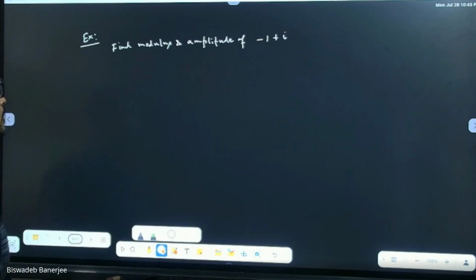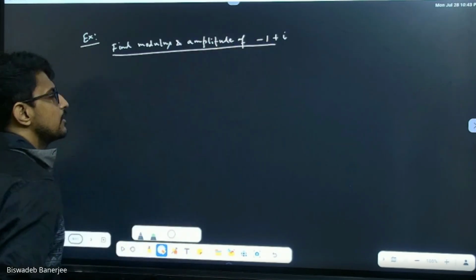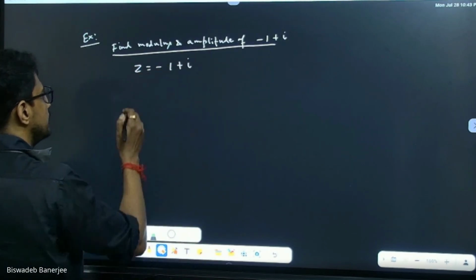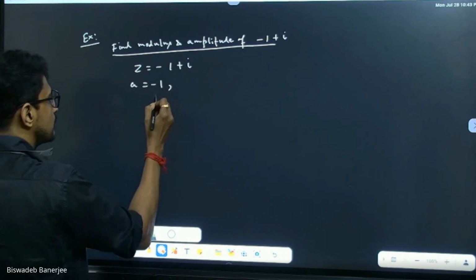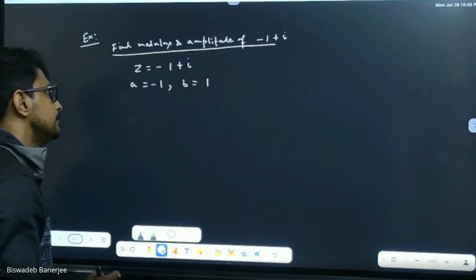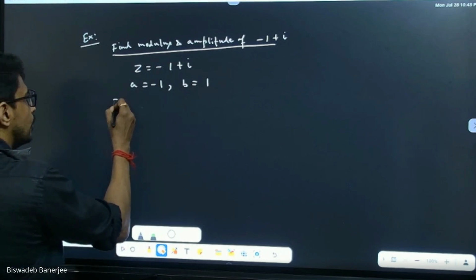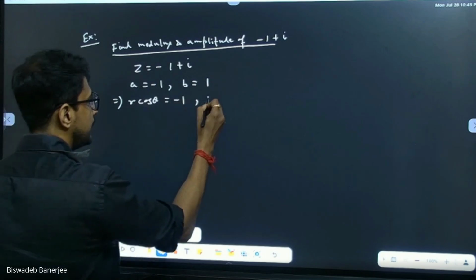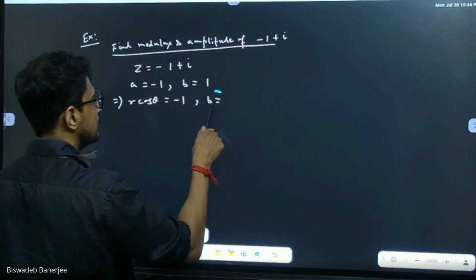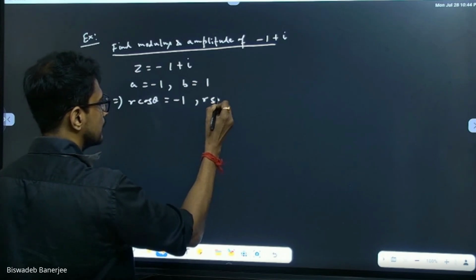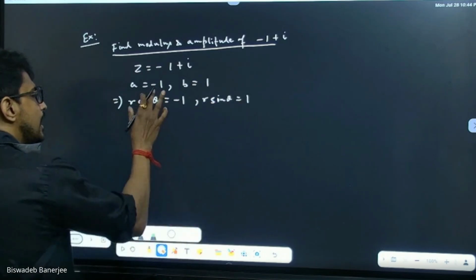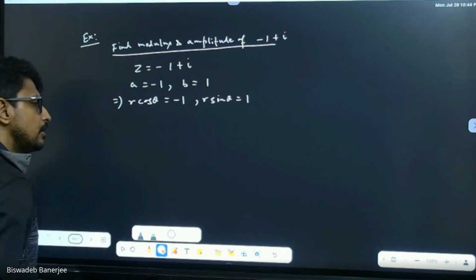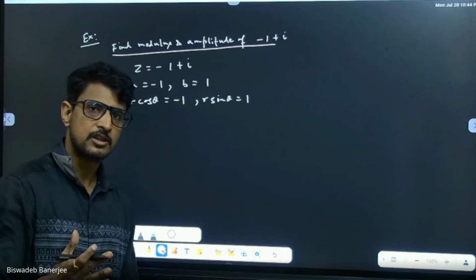Okay. So my first question: find the modulus and amplitude of minus 1 plus i. So here my z is minus 1 plus i. Here my a, the real part, is minus 1, and my imaginary part is plus 1. As we know, my a is r cos theta and my b is r sin theta. So my r cos theta is -1, my r sin theta equals +1. Now my target is to find r. We know that r equals root over a square plus b square, which is the modulus.